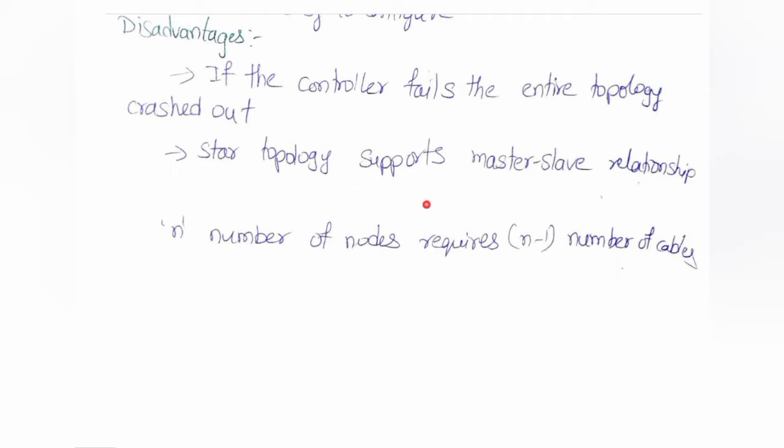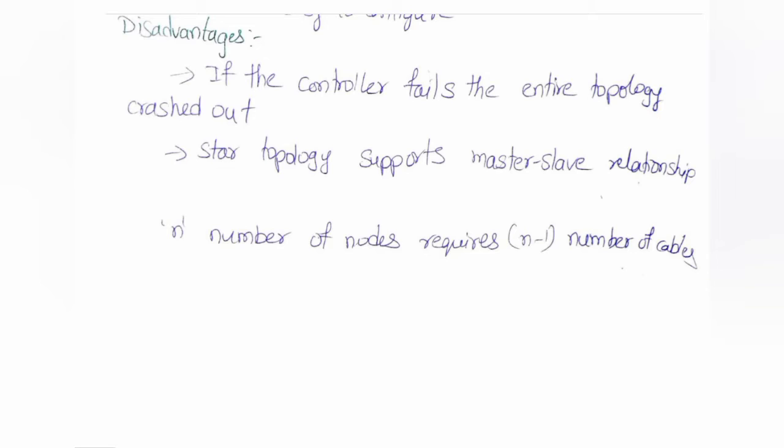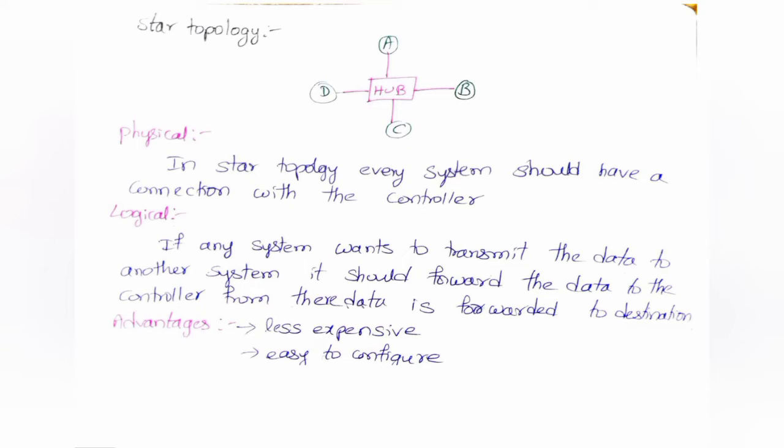The star topology supports a master-slave relationship, so it won't support peer-to-peer. Here the hub will act as a master and the remaining devices will act as the slaves. To connect n number of nodes here, we require n-1 number of cables. Here we are having four nodes, so for this we will need at least n-1 number of cables.